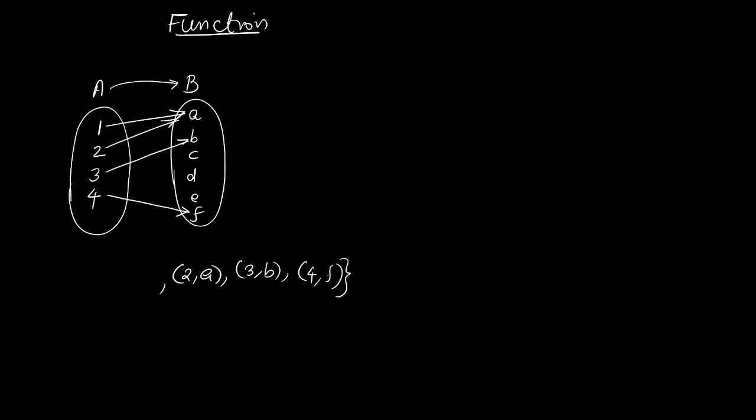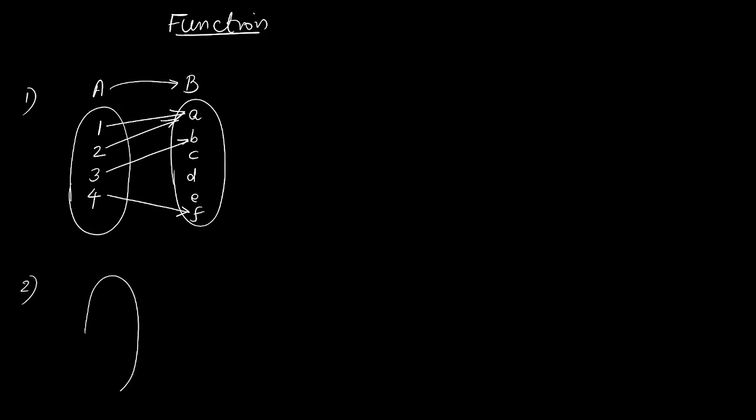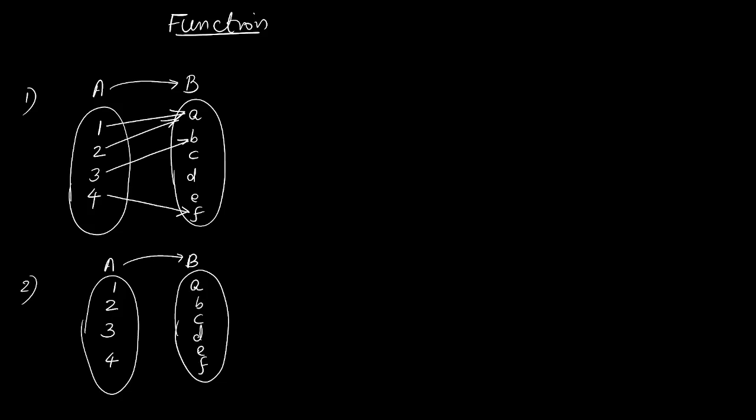So I don't want to show that roster form. Look at the arrow diagram. This is the first relation. Let me draw a few more relations. I am showing the arrow diagram. Another relation from A to B. Suppose A contains 1, 2, 3, 4. This contains A, B, C, D, E, F.